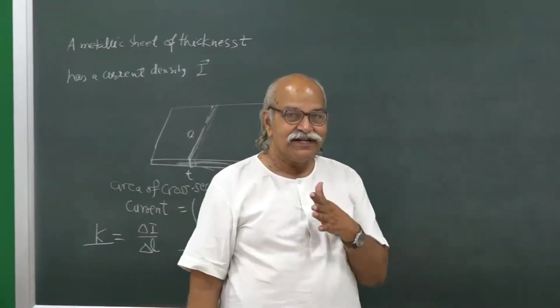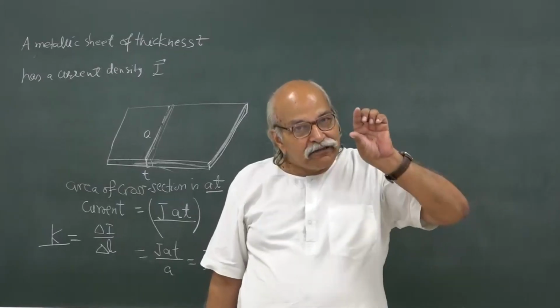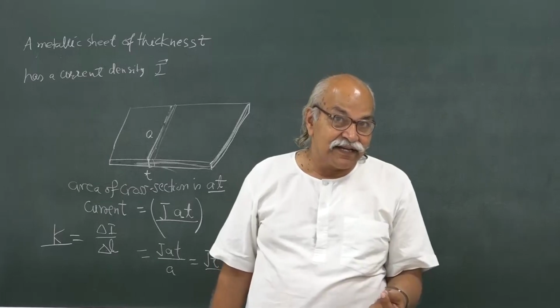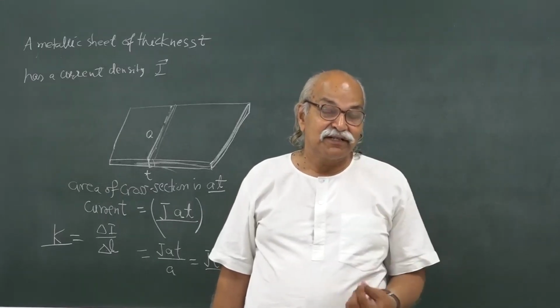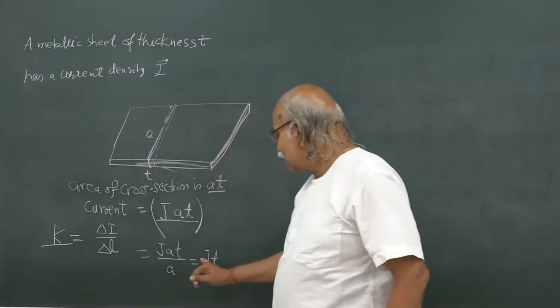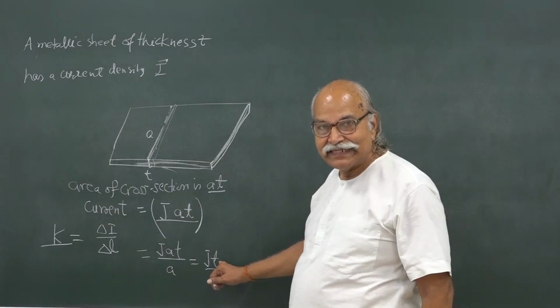So K is J times T. If the volume current density is J, and I treat the thickness as very small and consider it as a surface current, we describe it in terms of surface current density, and that has this relation with volume current density: K is J times T.